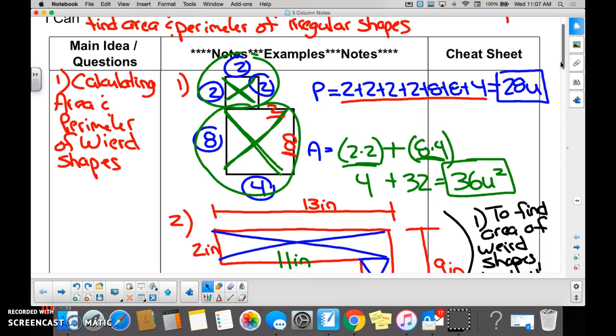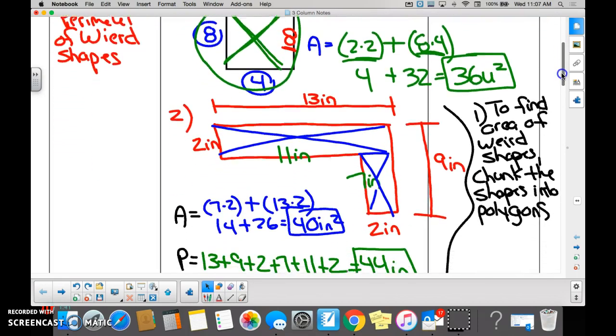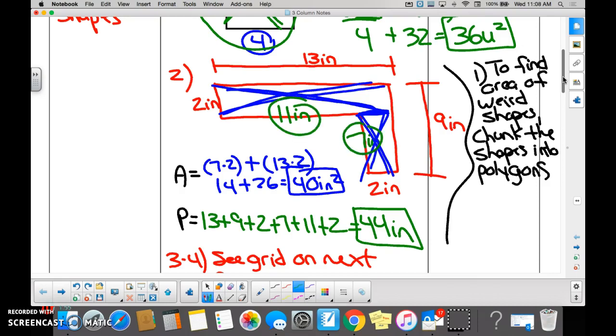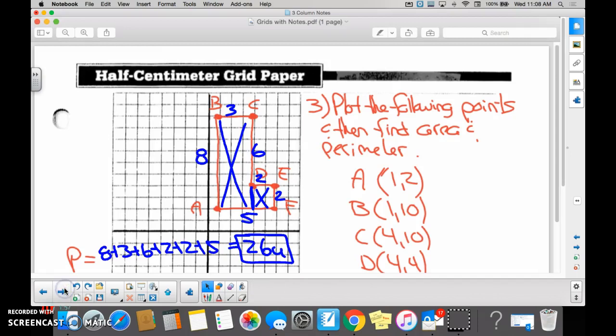Number 2, same thing. Did we chunk it? Yes. To find the area, we chunked it. We drew our line right here. We found the area of the longer rectangle and the area of the shorter rectangle. And then for perimeter, we had to figure out that this side was 7 and this side was 11. Added them all together.